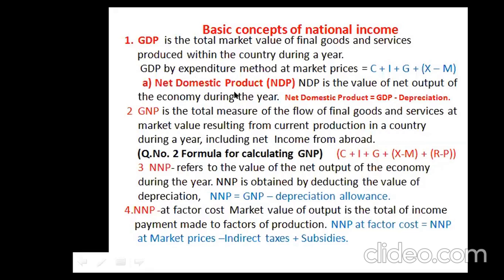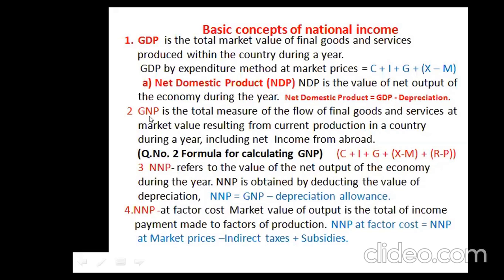Next one is the net domestic product. Making some adjustment in GDP, we get NDP, that is called net domestic product. The NDP is the value of net output of the economy during the year. That is, after making some adjustment from the GDP, called NDP. NDP, net domestic product, is equal to GDP minus depreciation.